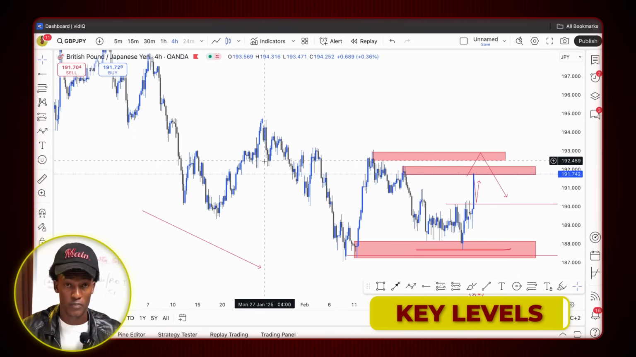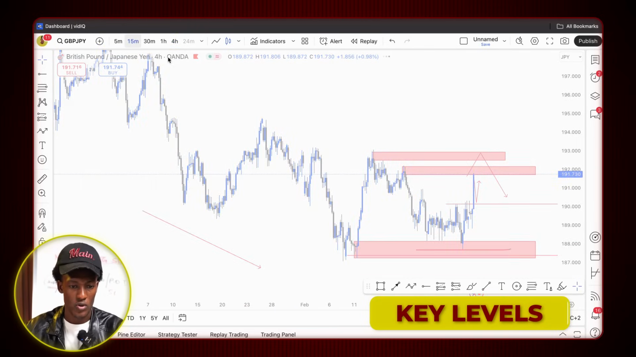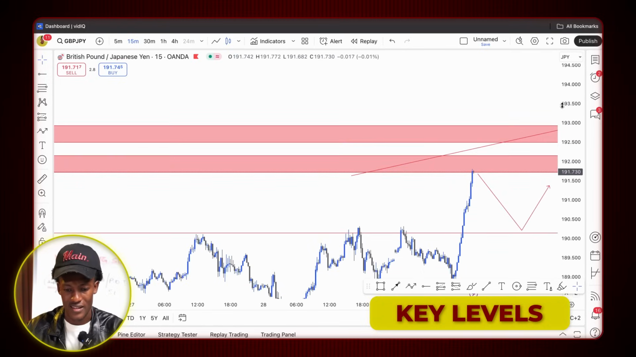Whether the price is in an uptrend or downtrend, I would say the most important part is having the key levels and waiting for the price to get back to these areas. Now we could go over to M15, and there we go.